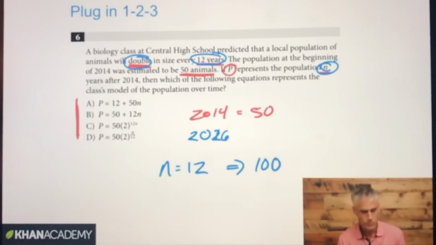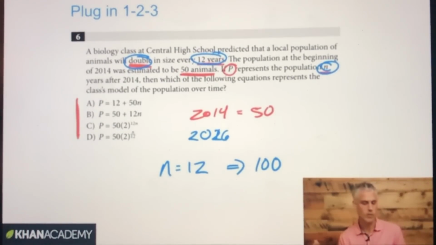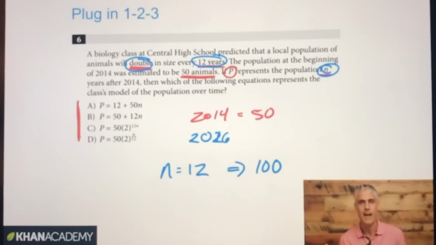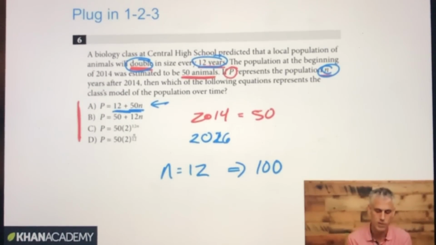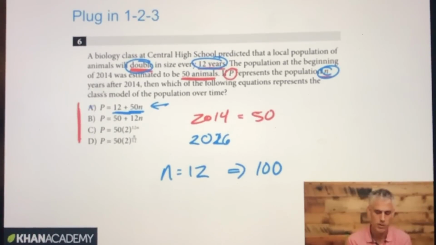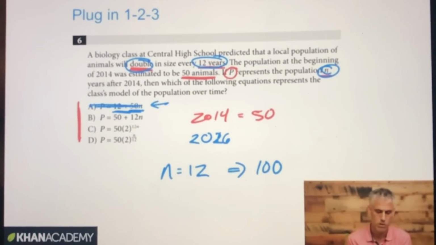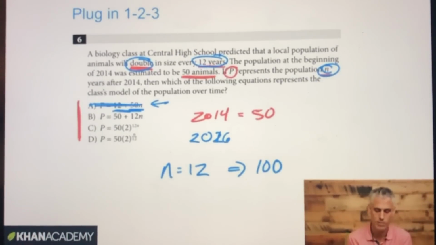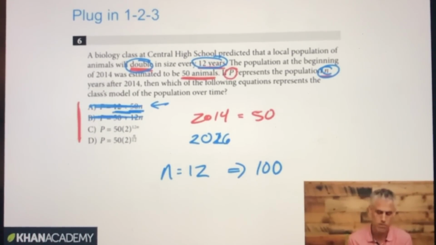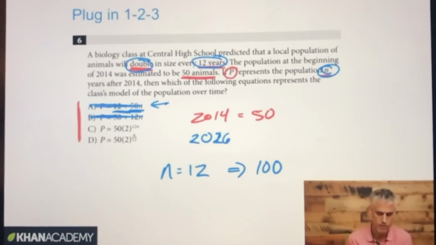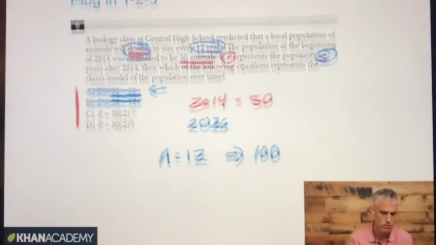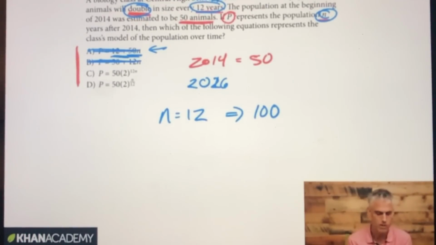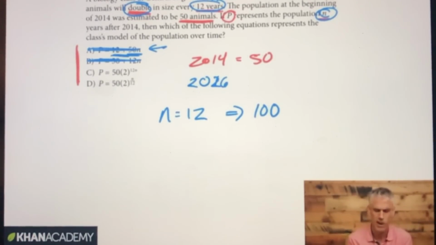Right? So I'm going to plug in n equals 12 and see whether any of these things match. So I take 12 and I plug it into the choices. 12 plus 50 times 12. It's not 100. 50 plus 12 times 12, that's not 100. This one, we got 50 times 2 to the 12n power. So we could look at that. Doesn't look like it'll be 100, but these are kind of confusing.